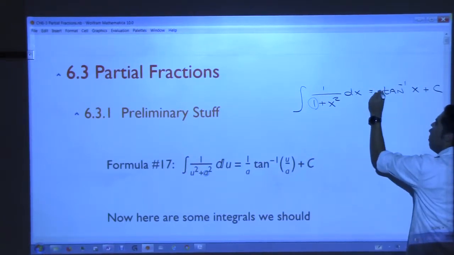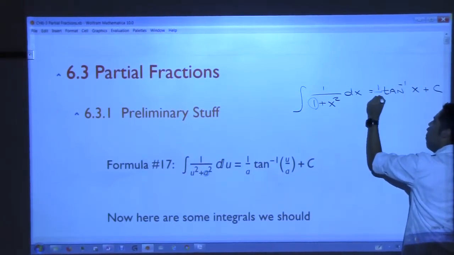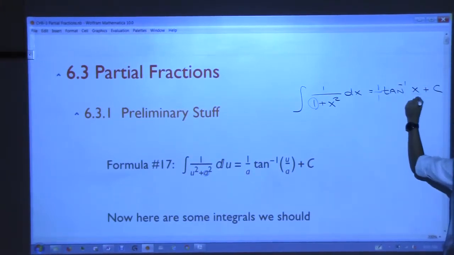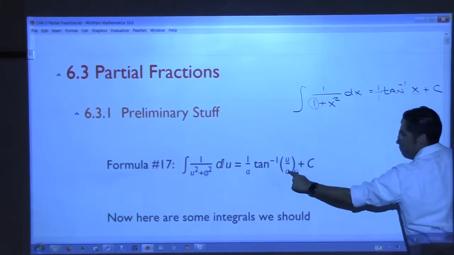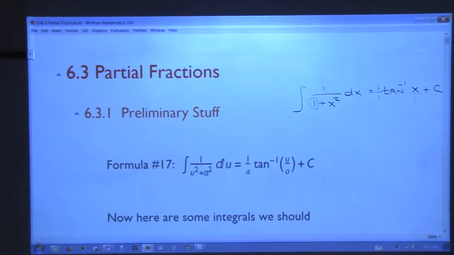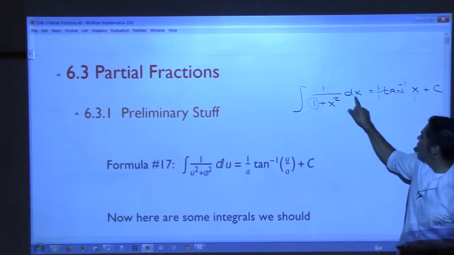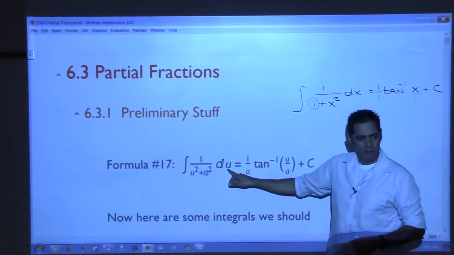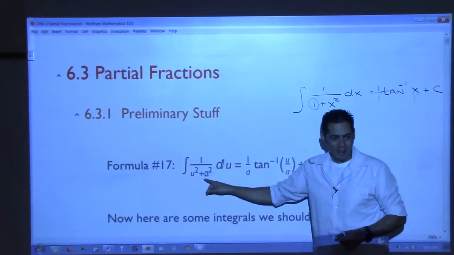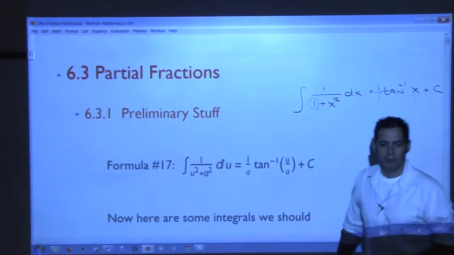So if I put 1 over a, which is 1 over 1, and then arctangent of x over 1, then it's the same thing. The x is the u, because remember, it's dx, du. So u is the variable here. A is the constant.